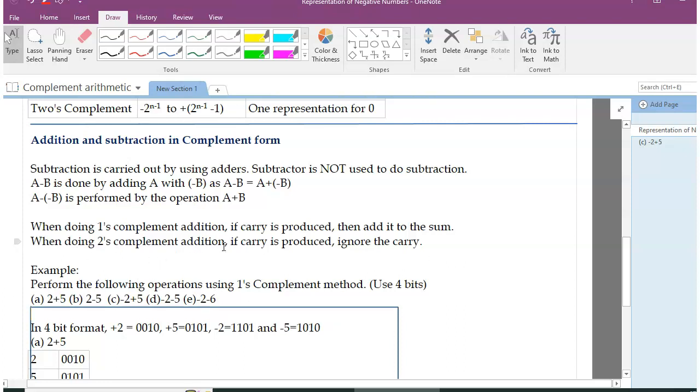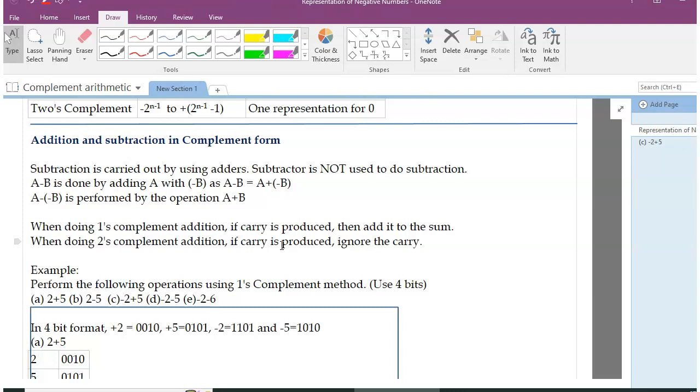When doing 2's complement addition, if carry is produced, ignore the carry. Don't bother about the carry. So this is a simple operation. When performing addition, the carry may be produced. If you are doing it in 1's complement, then the carry should be added to the LSB of the sum. If you are performing the addition in 2's complement, ignore the carry.